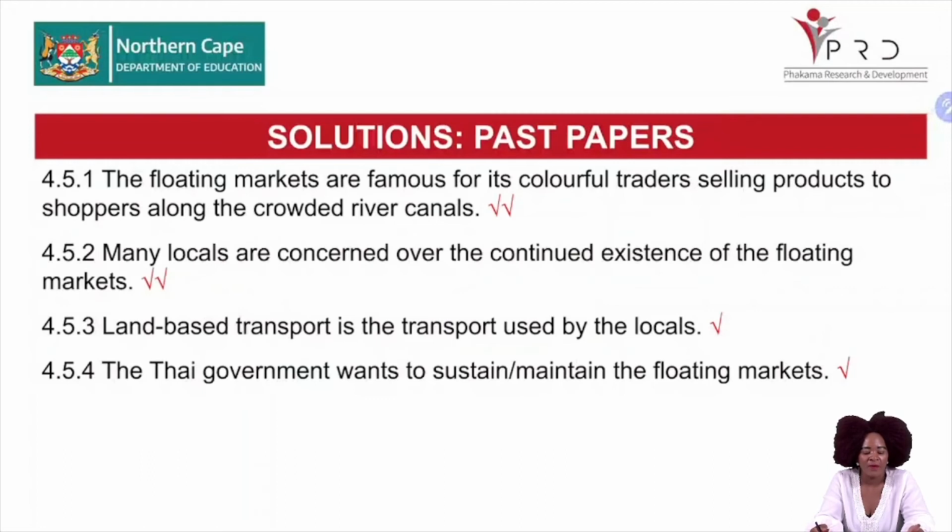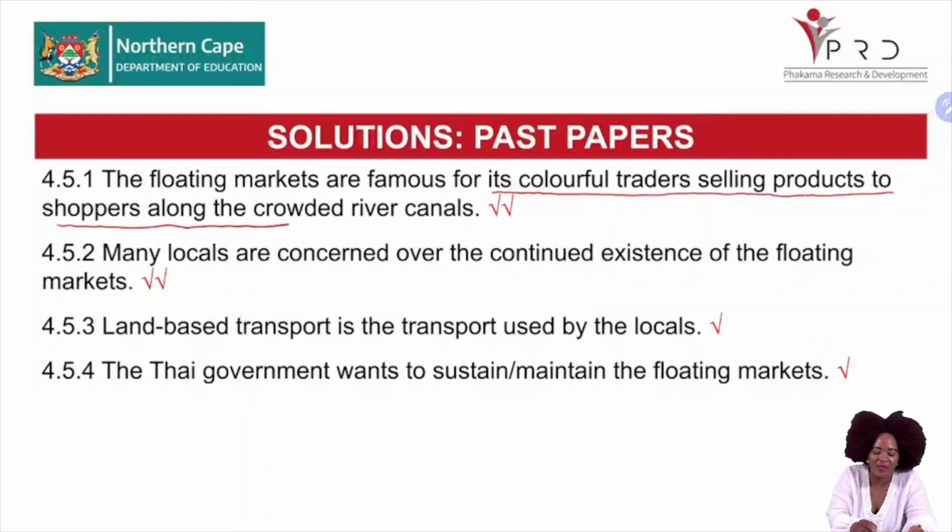4.5.1. Remember we said, what is it that the floating markets are famous for? The floating markets are famous for its colorful traders selling products to shoppers along the crowded river canals. That is the only answer for 4.5.1 for 2 marks. Great, grade 12 learners. Remember, you're supposed to take it straight from the case study and write it down. So I want to believe that you did manage to get that correct answer in 4.5.1.